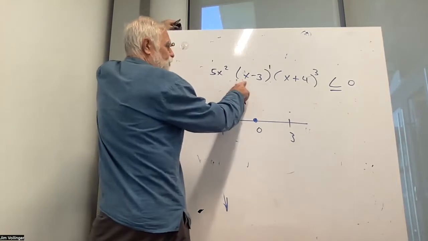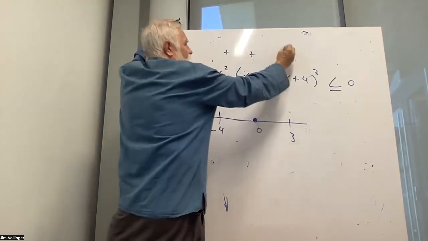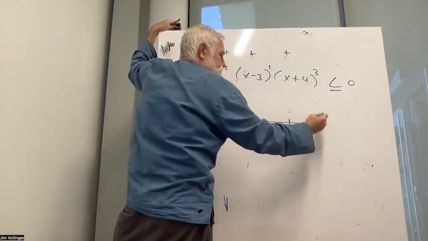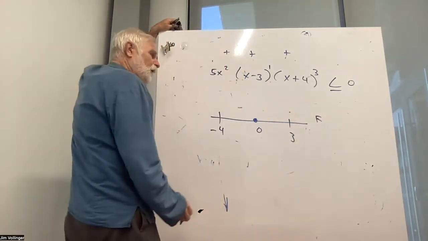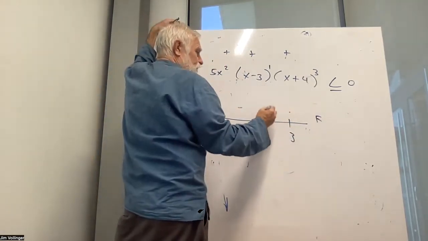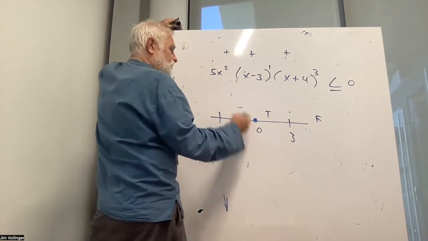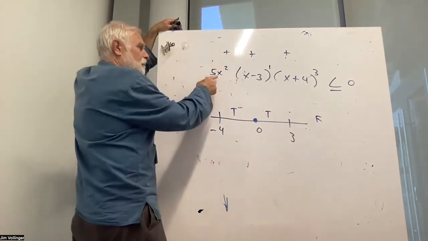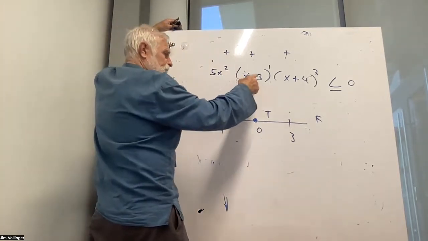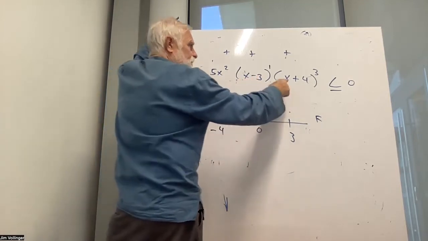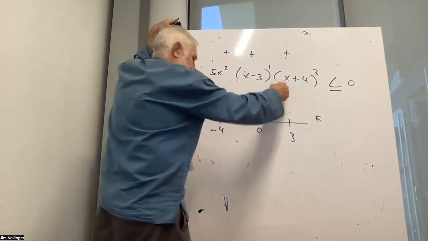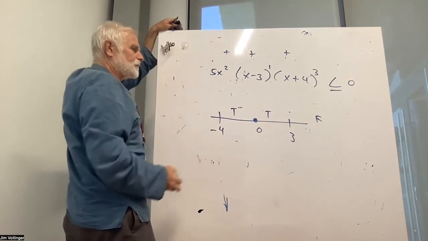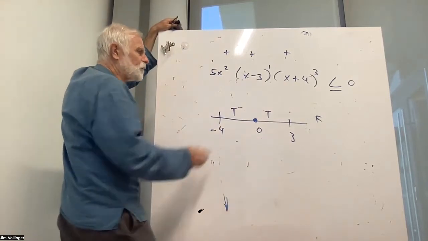Put a number bigger than 3 in. Positive, positive, positive. False. Okay, so that's false. Changes signs there. True. Doesn't change signs at 0. Changes signs at 3, yes. Doesn't change signs, does change signs at -4. Right? So what's the or equal to?